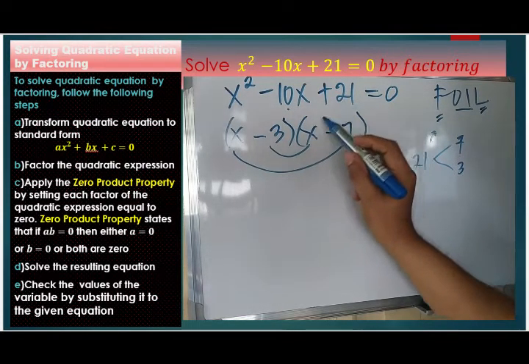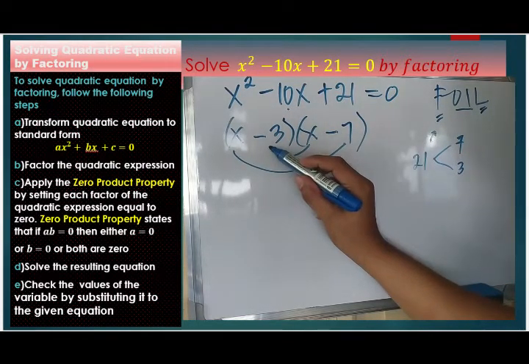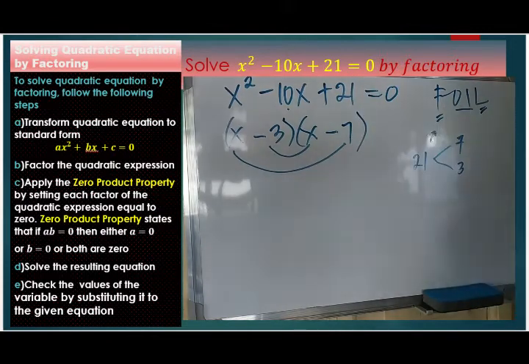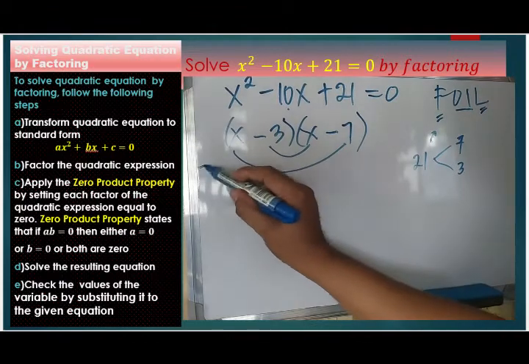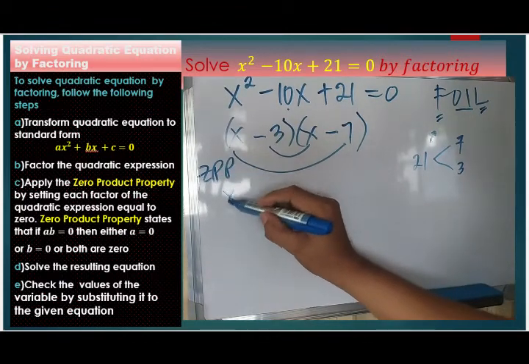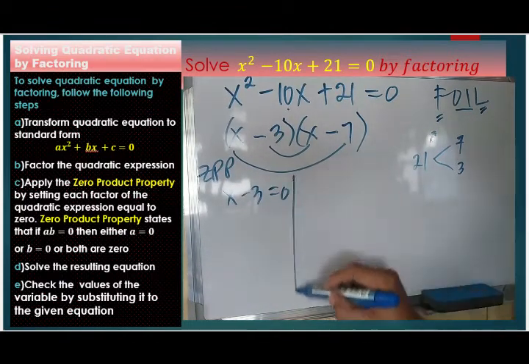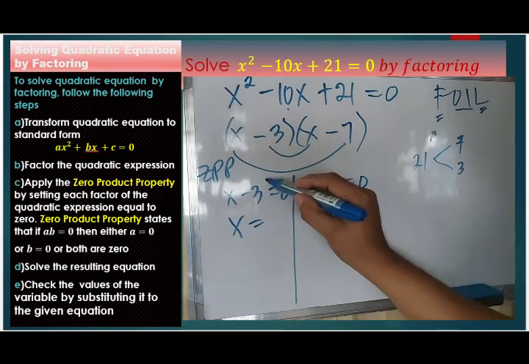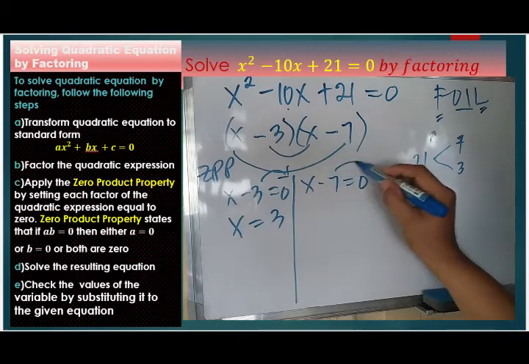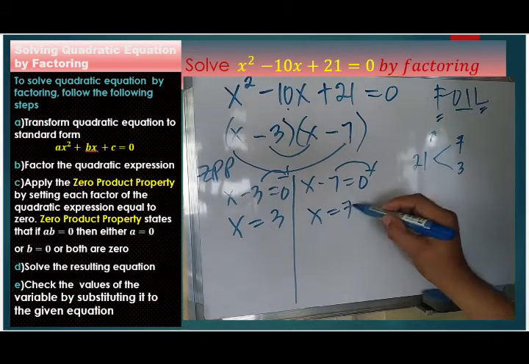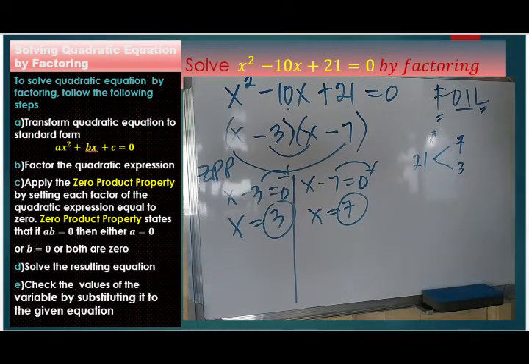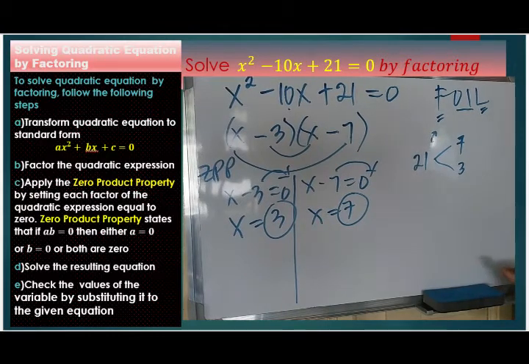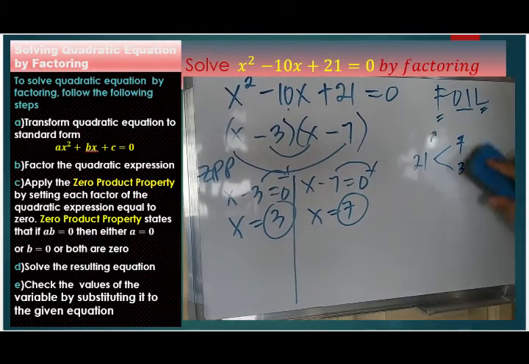Let's go to the last term, or the constant. Negative 3 times negative 7 is positive 21. It means that our factors are correct. Then apply the ZPP. You say x minus 3 is equal to 0, and x minus 7 is equal to 0. Therefore, x is equal to 3, and x is equal to 7. So 7 and 3 are the solutions to the equation x squared minus 10x plus 21.